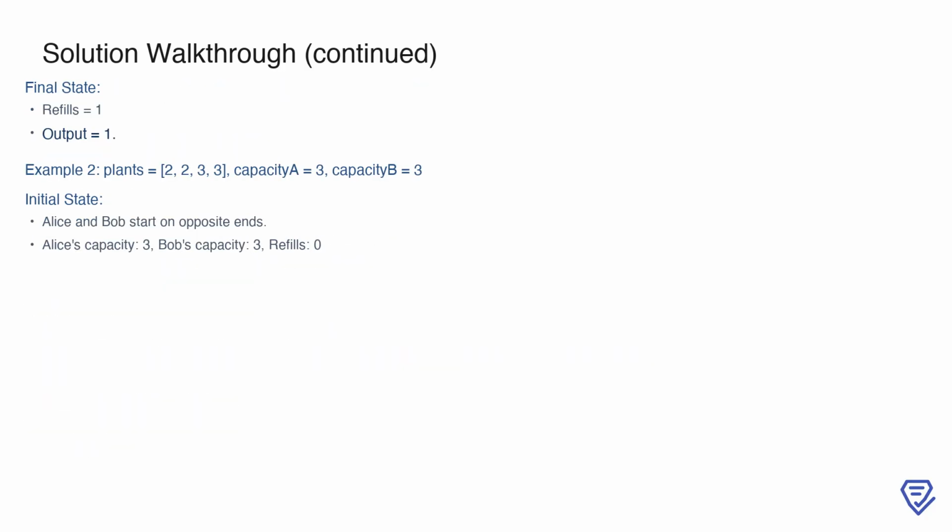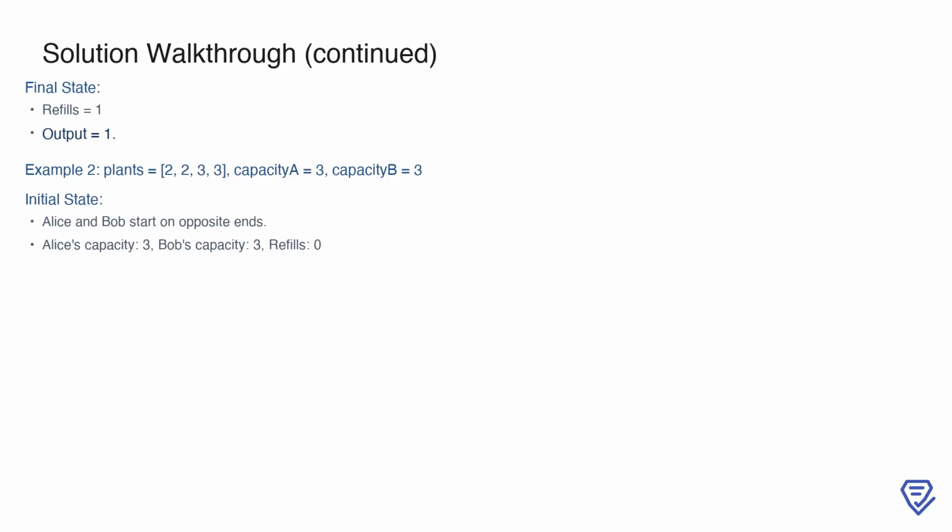By the end of the first example, we see that Alice and Bob managed to water all the plants with only 1 refill required. This gives us the output of 1. Now, we move to the second example, where plants equals 2, 2, 3, 3, and both Alice and Bob start with a capacity of 3.